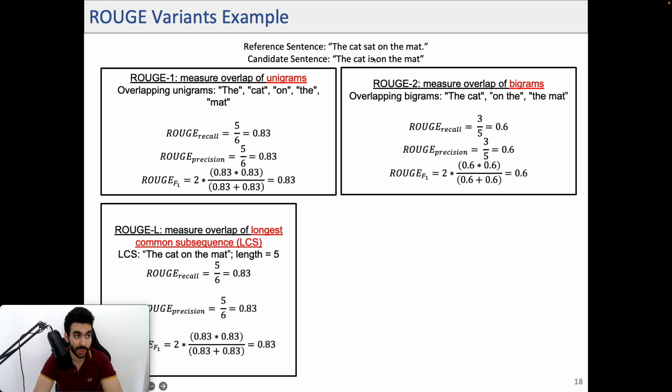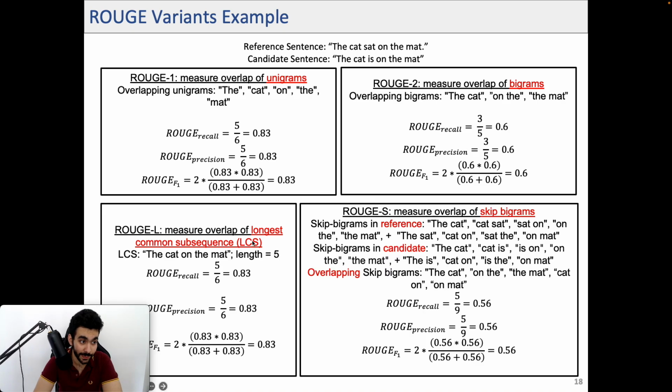And so here it is calculated as the length of the longest common subsequence, being 5 over 6, again the reference length for the recall and the candidate length for the precision, and then calculating the F1. And then going to the skip bigrams, which is also an interesting measure in that sense.